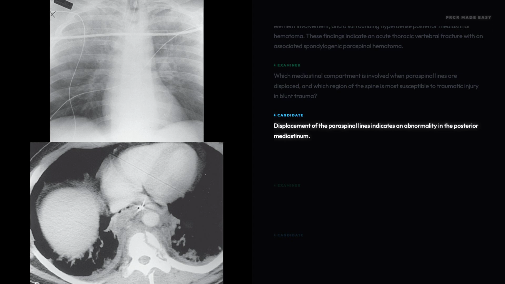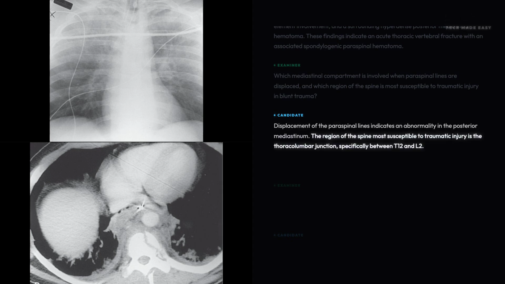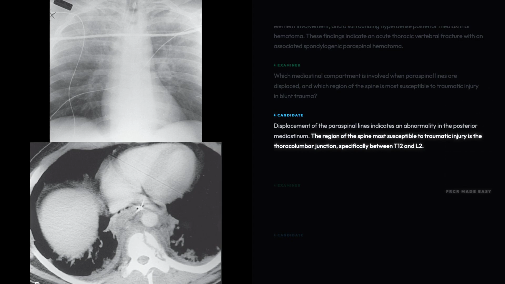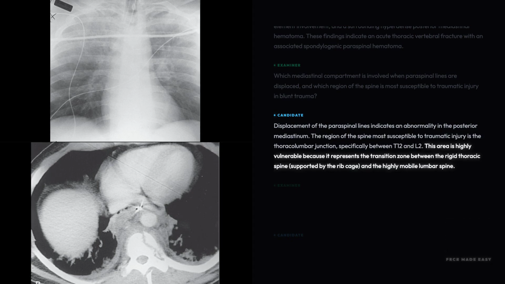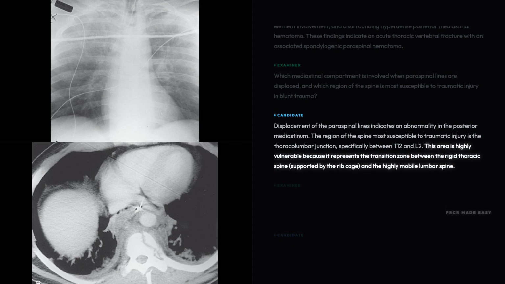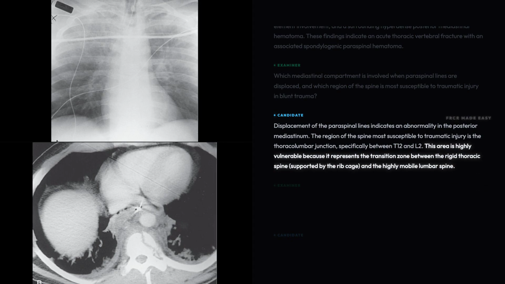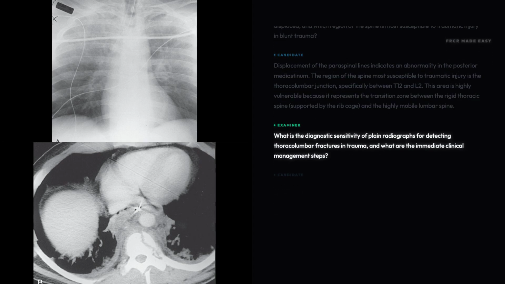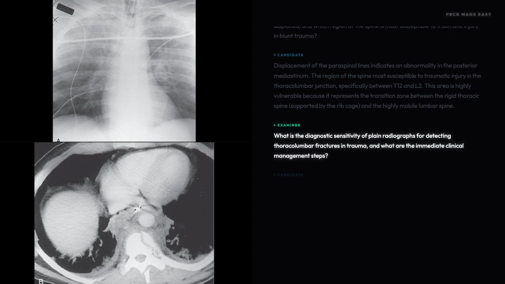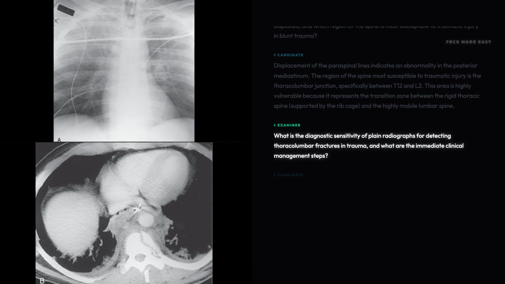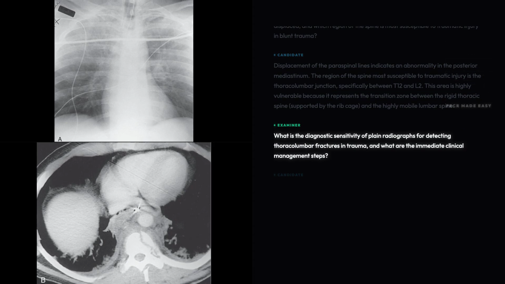The region of the spine most susceptible to traumatic injury is the thoracolumbar junction, specifically between T12 and L2. This area is highly vulnerable because it represents the transition zone between the rigid thoracic spine and the highly mobile lumbar spine.